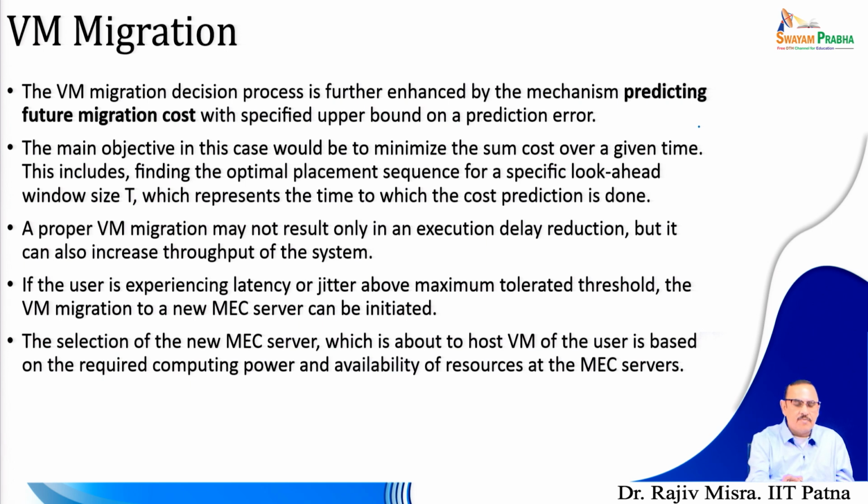So, the VM migration decision process is further enhanced by a mechanism that predicts future migration cost with a specified upper bound on the prediction error. The main objective in this case would be to minimize the sum cost over a given time, and this includes finding the optimal placement sequence for a specific look-ahead window T, which represents the time to which the prediction is done. A proper VM migration may not only reduce execution delay, but also increases the throughput of the system.